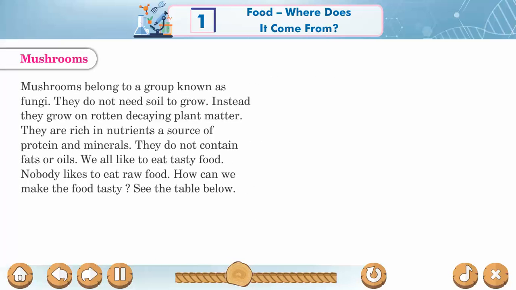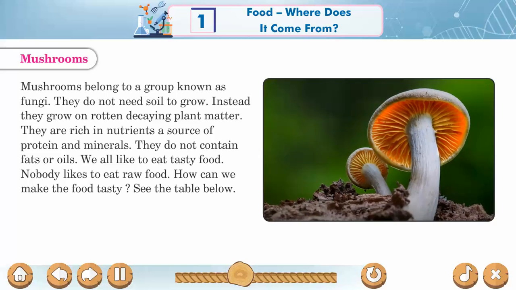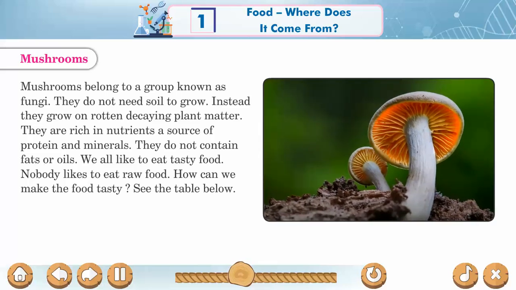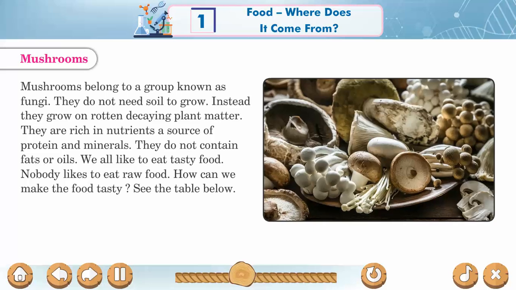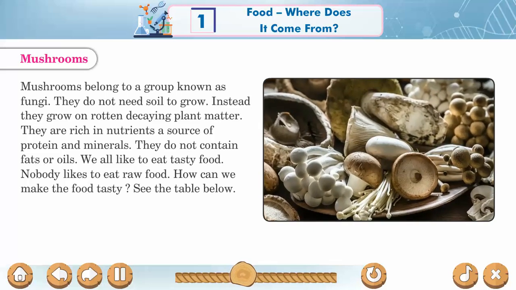Mushrooms. Mushrooms belong to a group known as fungi. They do not need soil to grow. Instead, they grow on rotten, decaying plant matter. They are rich in nutrients, a source of protein and minerals. They do not contain fats or oils.